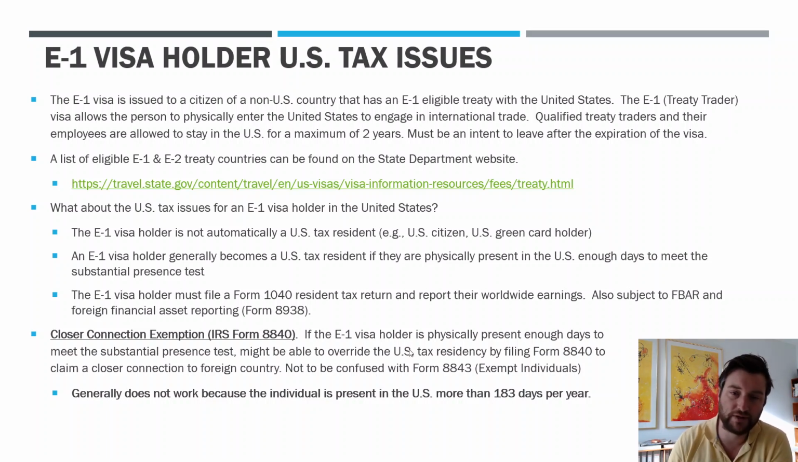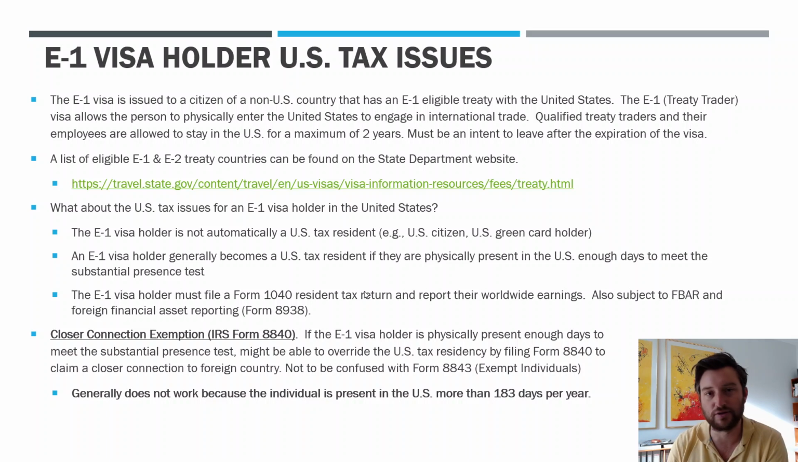This allows someone to physically enter the U.S. to conduct international trade. Now, in contrast, the E-2 is a treaty investor visa. So if you're a resident of a treaty country and you're going to invest substantial capital in the U.S., you can travel to the U.S. to live and work in the U.S. and operate a business, okay? So E-1 and E-2 treaty countries, they can be found on the State Department website. There's a link here. I'll put that below in the description so you can go look at that.